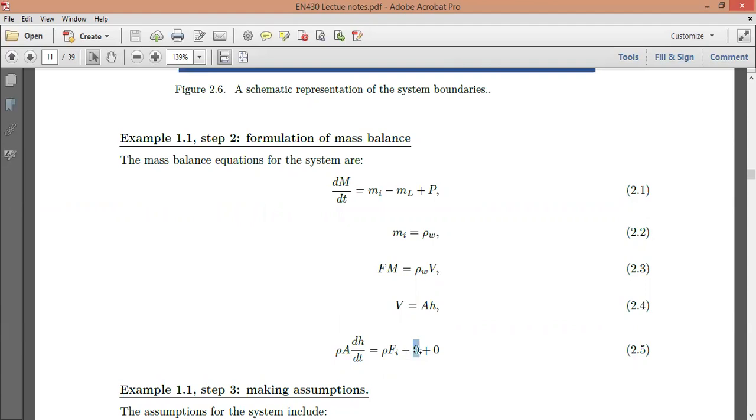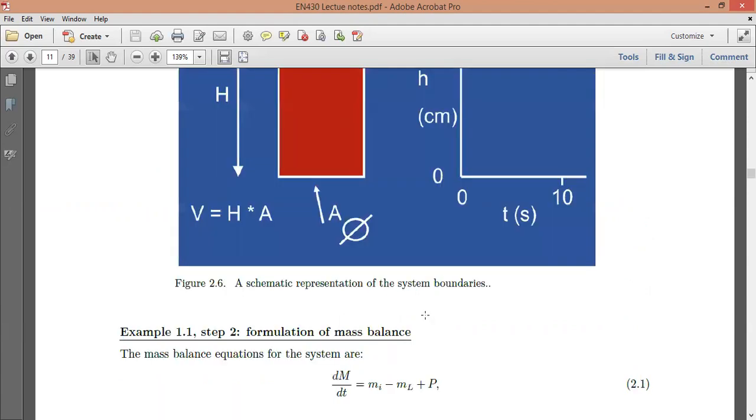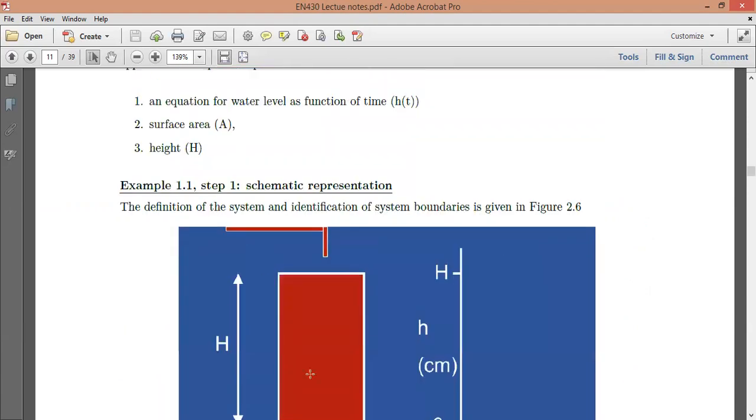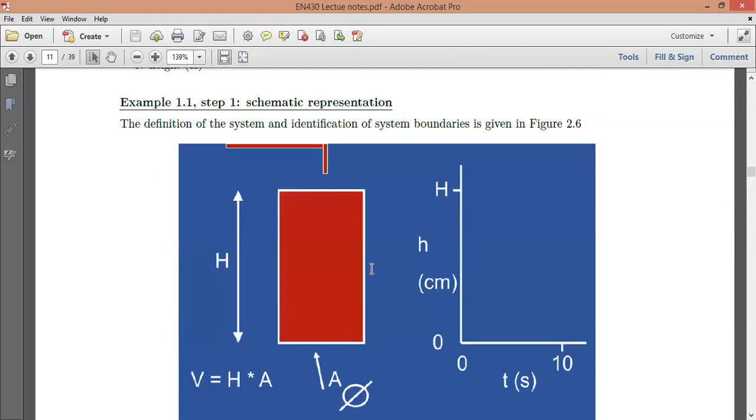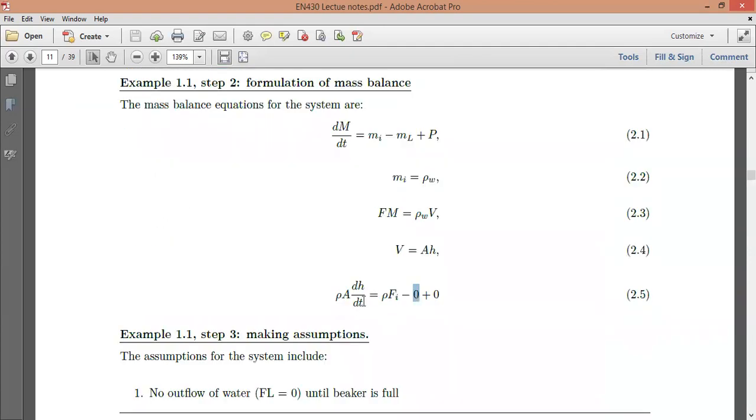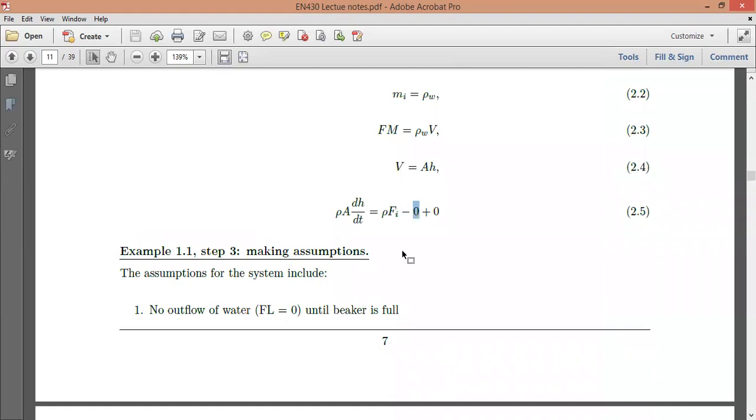So input minus output becomes 0, plus production. There's no production of water happening in the beaker. As you can see, we've not been told so. It's just water that filled in and that's it. There was no reaction in this single component system where water was released as a byproduct to increase the volume of water. It remains the same. Okay, so now we move to our assumptions.